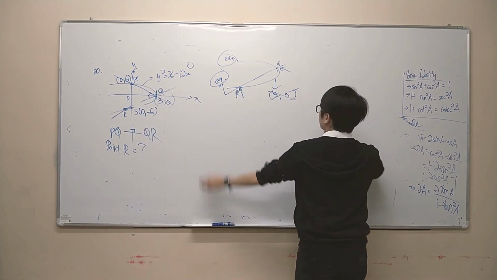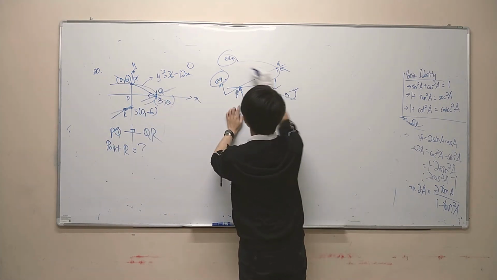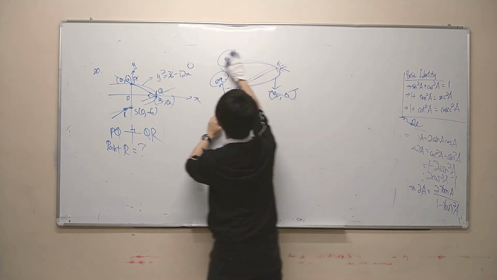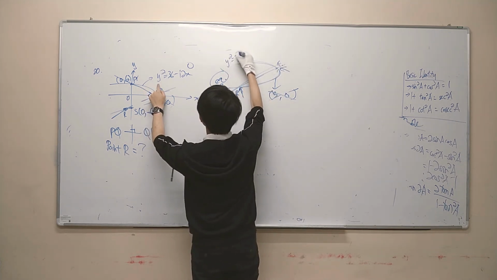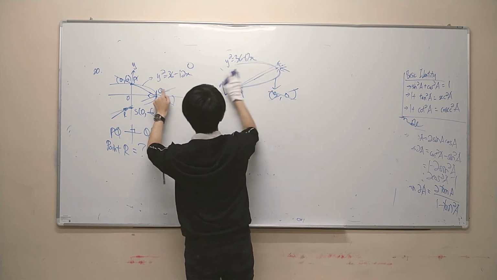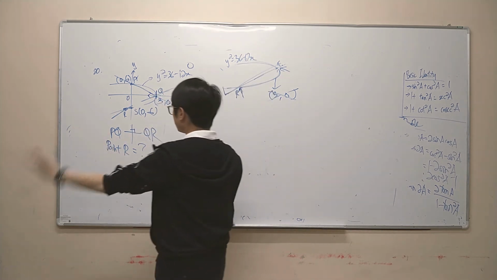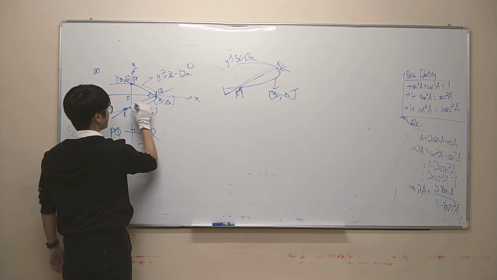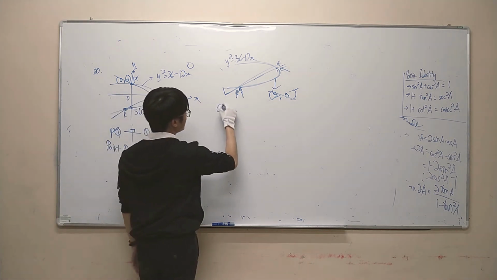So if you want to do simultaneous equations, you need both equations. So the curve equation is what? y squared equals 36 minus 12x. But the straight line equation, we don't have. Right? So you have to find the QR equation.